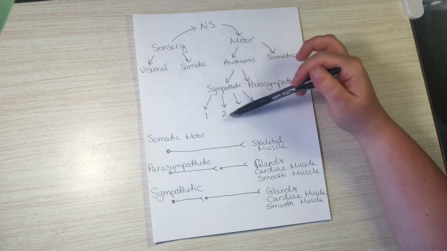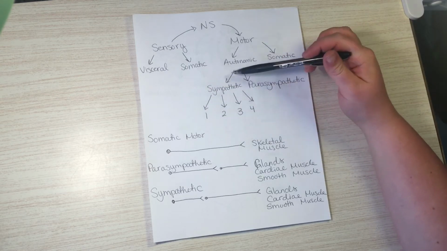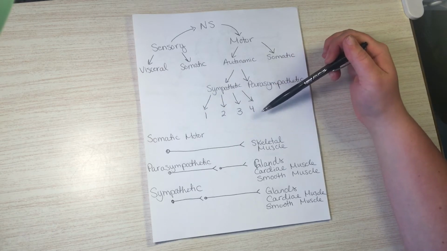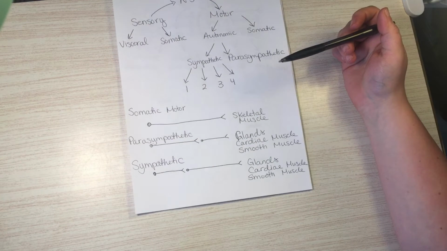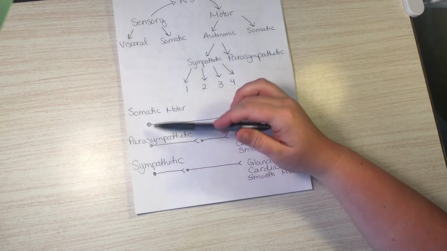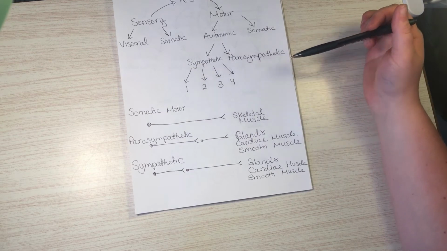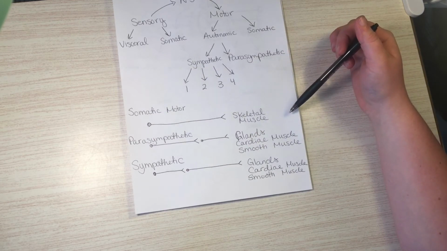We're going to be focusing on the sympathetic nervous system. The sympathetic nervous system has 4 possible pathways, and that's what we're going to be talking about in detail. In the motor nervous system, we have neurons that originate in the CNS and then travel away into the PNS and go to their target organ.